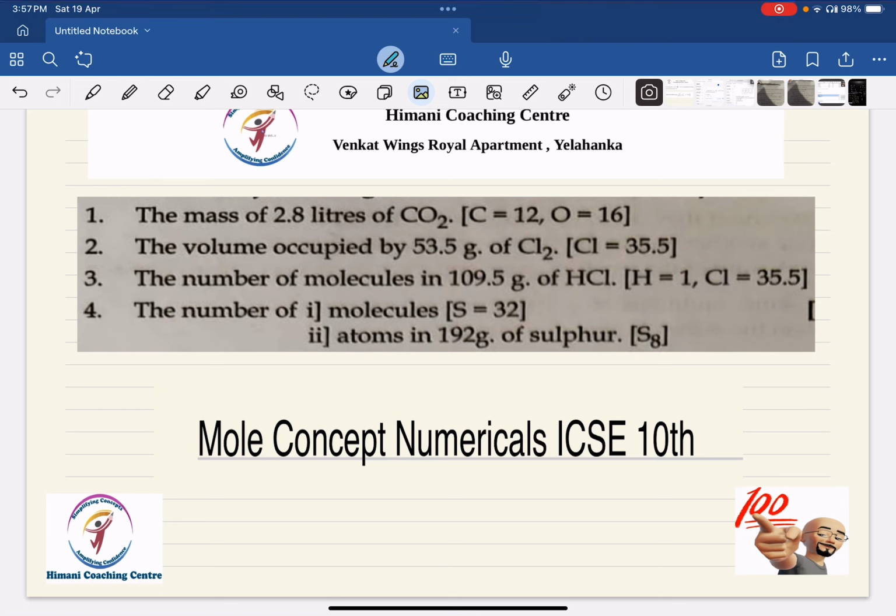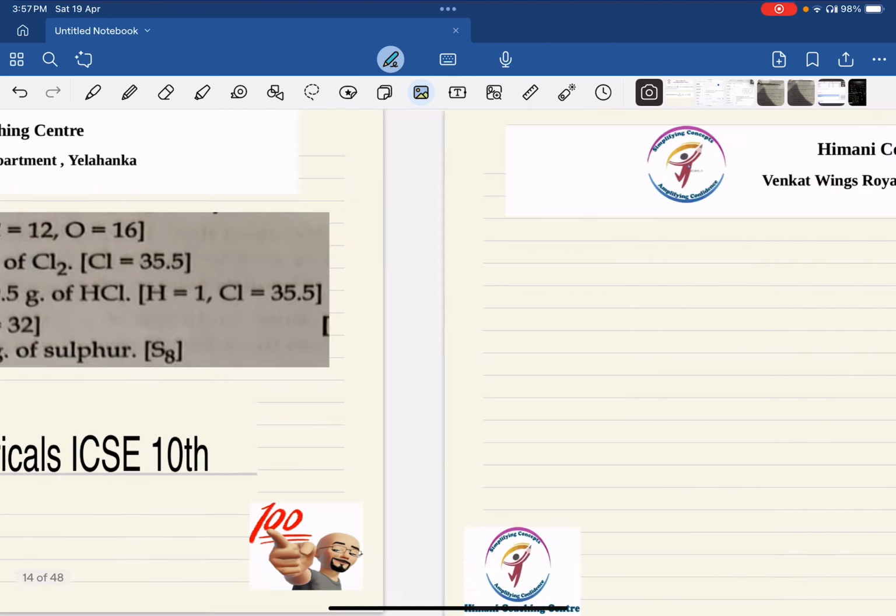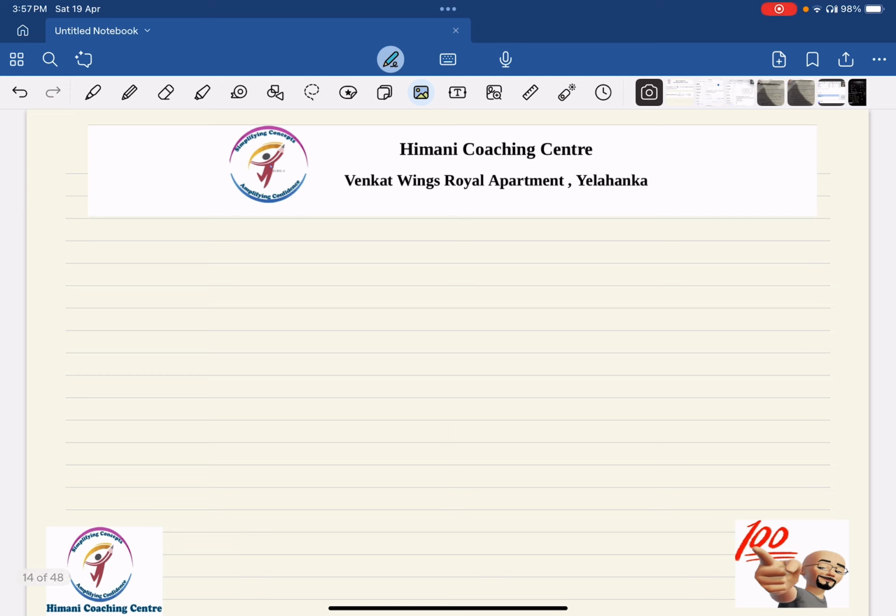Today we are going to discuss the topic of mole concepts for class 10th ICSE board, and we will do numericals on that. So let us first understand when we say 1 mole, what does that mean? 1 mole is a measuring unit.